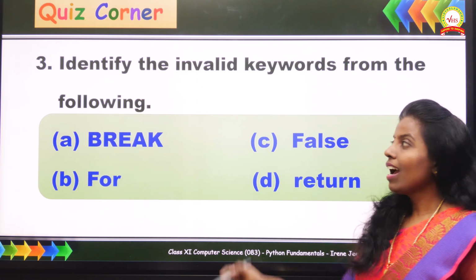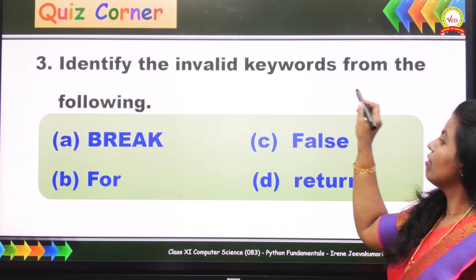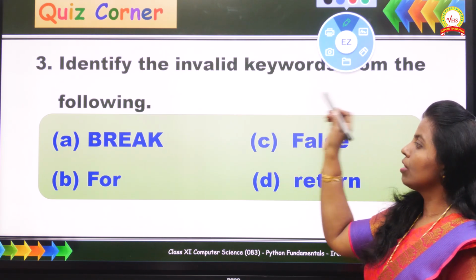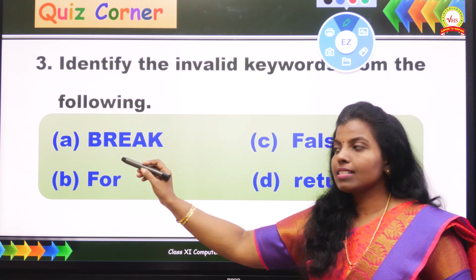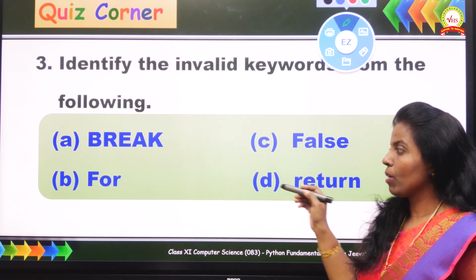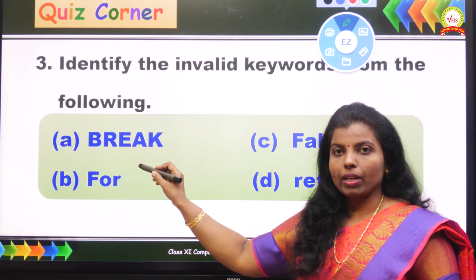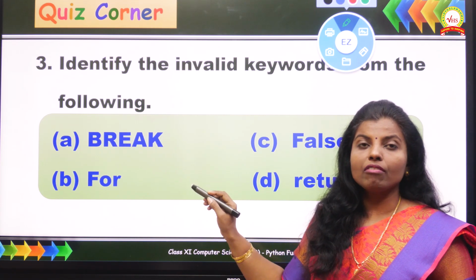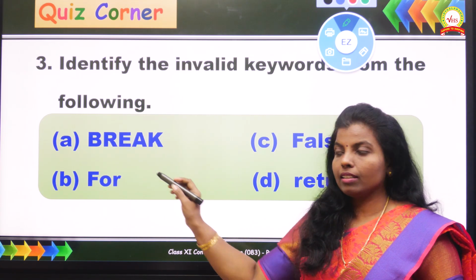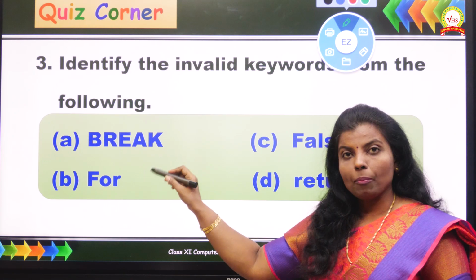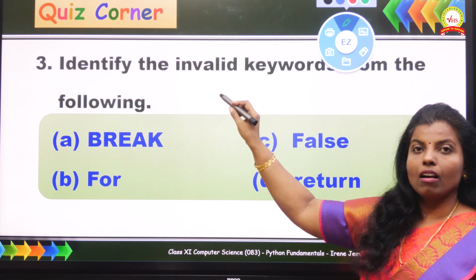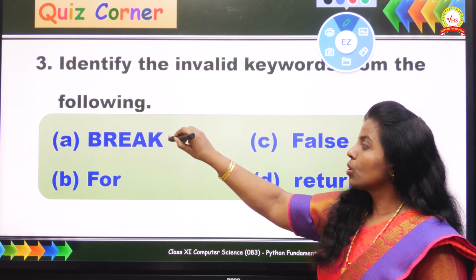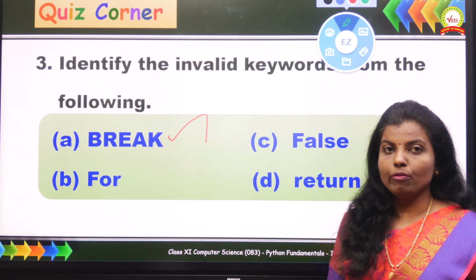The next question, identify the invalid keywords from the following. We have to identify the invalid keywords from the following. Let us understand all these keywords one by one now. The first keyword is break. This keyword is fully in uppercase letters. We do not have any keyword fully in uppercase letters, but this keyword is in uppercase. According to the question, they have asked what invalid keyword or keywords are present. So this becomes an invalid keyword over here.